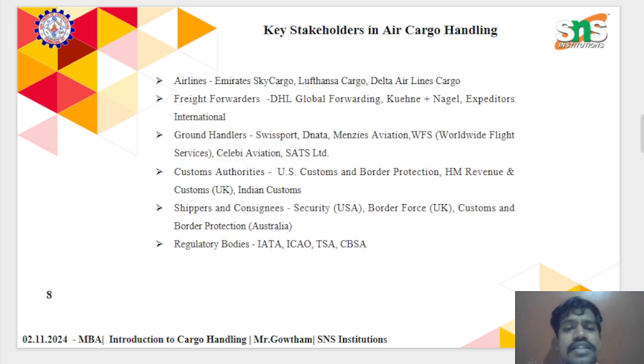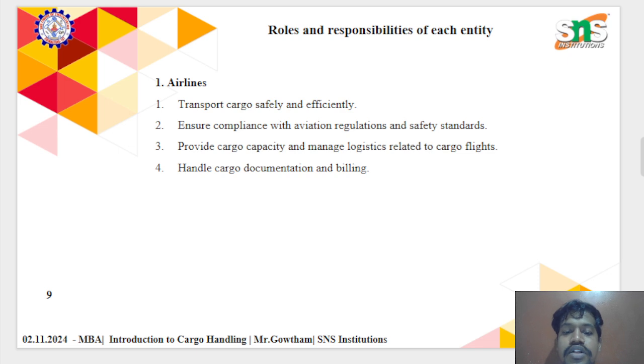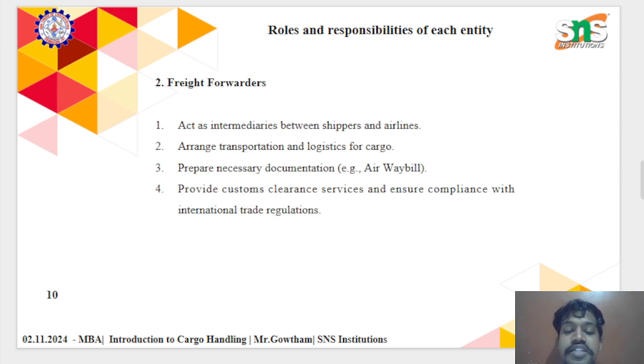The key stakeholders in air cargo handling: airlines, freight forwarders, ground handlers, customs authorities, shippers and consignees, regulatory bodies. So these are the persons who are involved in the air cargo handling process. Now roles and responsibilities. The first one, the airlines, they ensure cargo is transported safely and efficiently. They ensure compliance with aviation regulations and safety standards. Second is the freight forwarder. They act as intermediaries between the shippers and airlines, handling the transportation and logistics of cargo. The documentation and customs clearance are also done by this person.